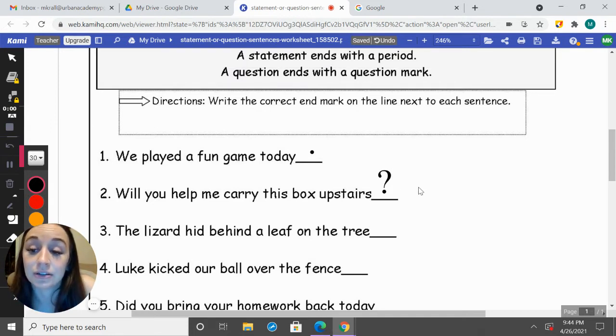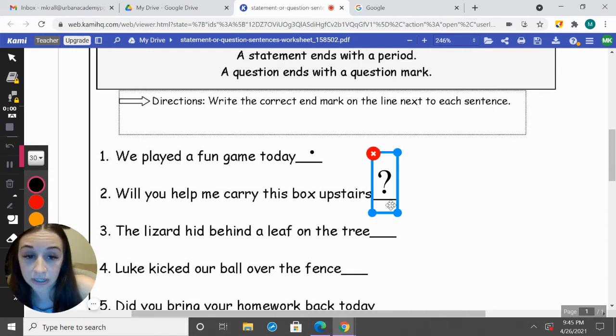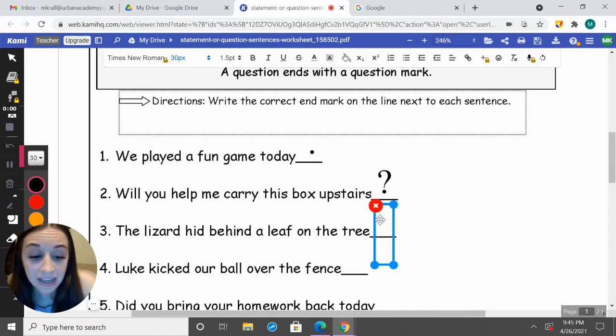We're going to do number 3 together also. So again, silently read as I read out loud. The lizard hid behind a leaf on the tree. Has a capital letter, has a complete thought, and now let's solve the punctuation. Is this sentence telling us something or is it asking us something? It's telling us where the lizard is. The lizard hid behind a leaf on the tree. So that means it's a statement, and a statement ends in a period.